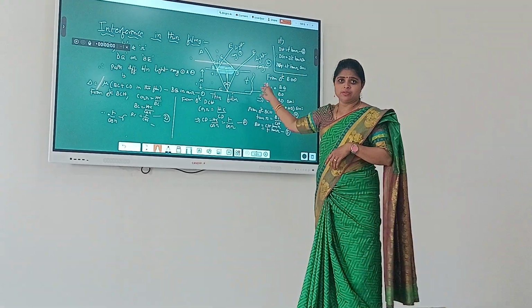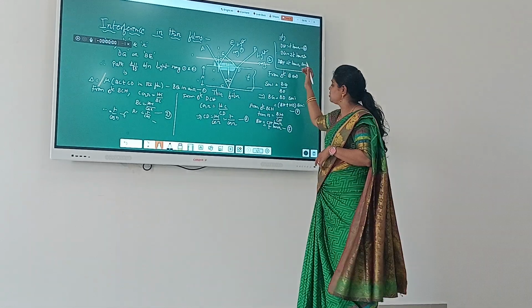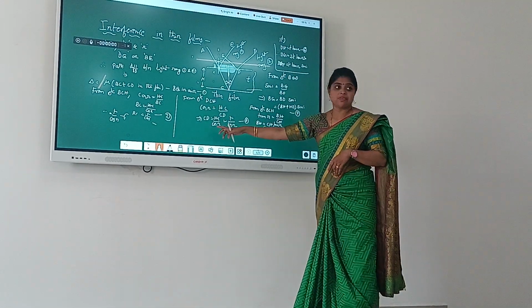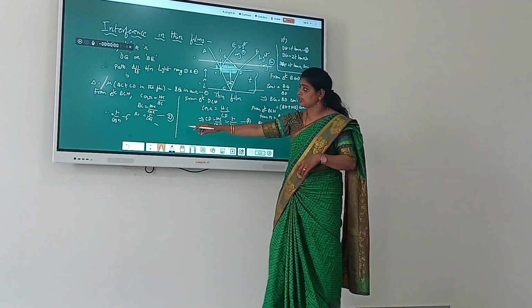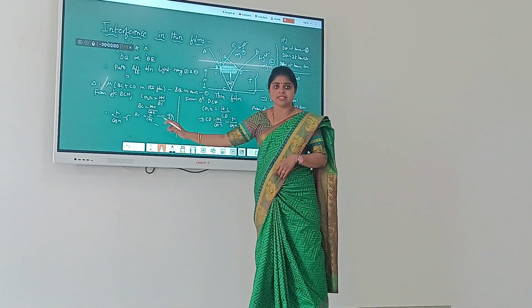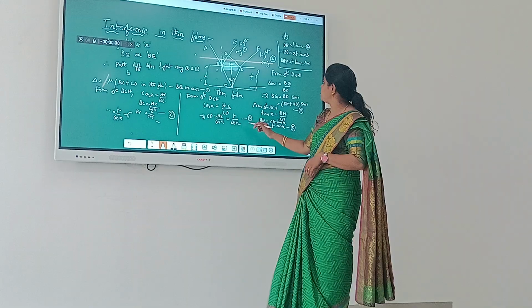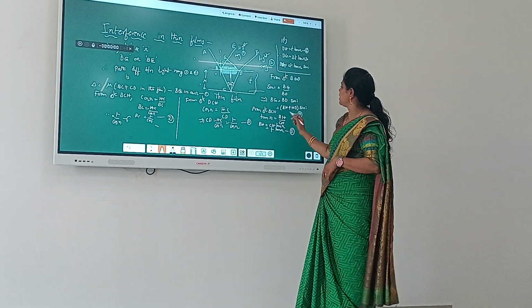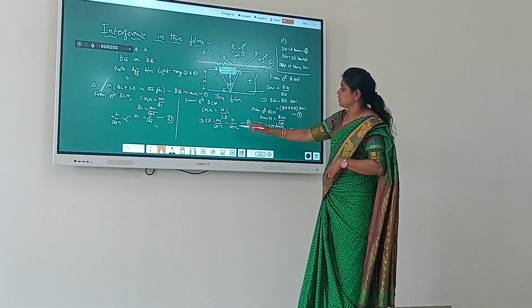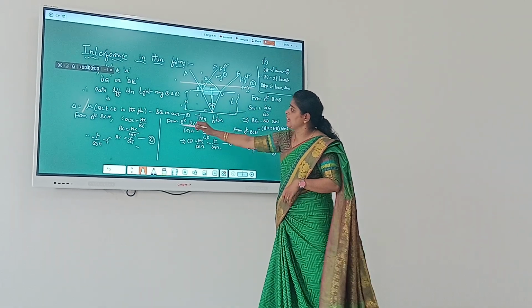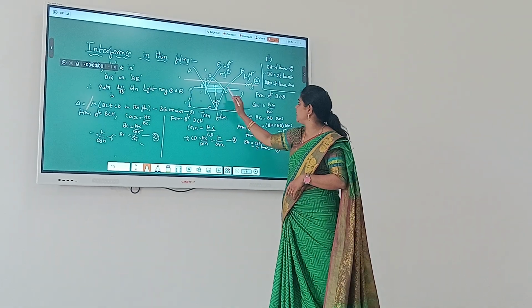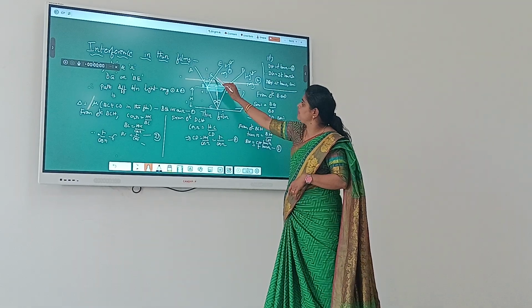Next, equations 2 and 3. BC equals T by cos R and CD equals T by cos R. So BC plus CD becomes 2T by cos R. Keep it like that. Now what do we need? We need BC, from triangle BGD.